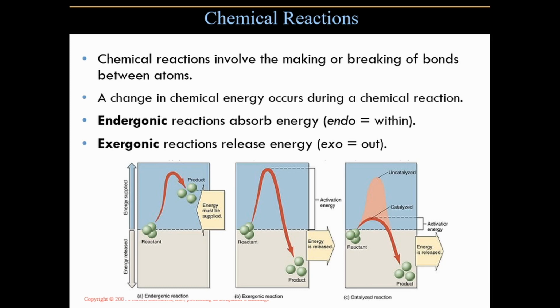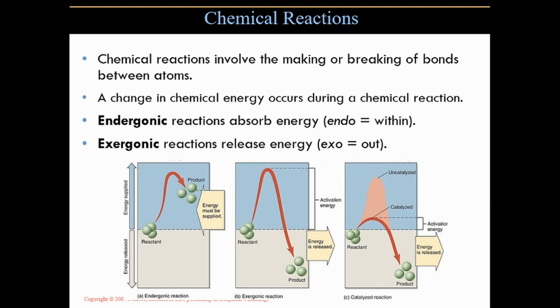Endergonic reactions will absorb energy, and that's the prefix endo, that means within, it's taking in. And exergonic reactions release energy. Exo means out, and gonic refers to energy. So if you look at the first one, to get an endergonic reaction to take place, energy from the outside must be supplied and then absorbed into that reactant. And so it's absorbing energy, and so we classify that as an endergonic.